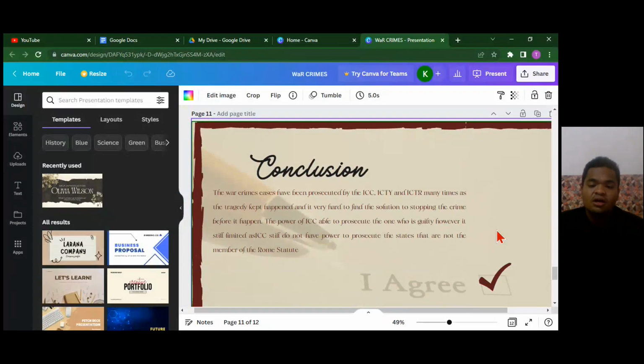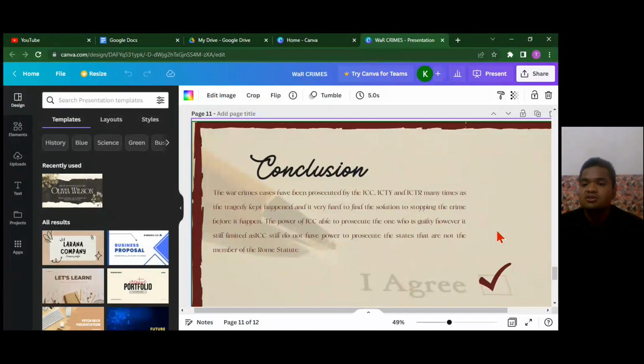Okay. Now we move on to the conclusion. The war crimes cases have been prosecuted by the International Criminal Court, the International Criminal Tribunal for the former Yugoslavia, and the International Criminal Tribunal for Rwanda many times as the tragedy kept happening, and it's very hard to find a solution in stopping the crimes before they happen.